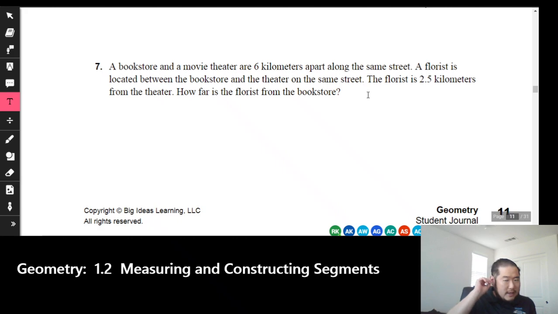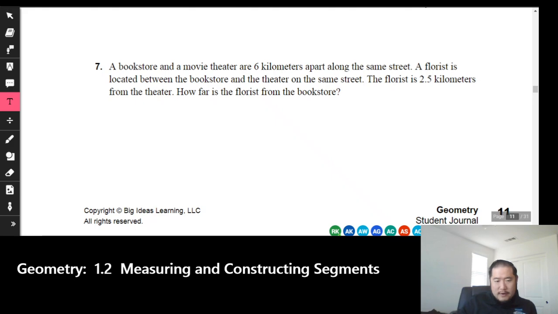Lastly, let's take a look at number 7. Good word problem. You might see something like this on a test or a quiz. It says a bookstore and a movie theater are 6 kilometers apart along the same street. A florist is located between the bookstore. Now hopefully you realize that if we talk about something that is between, it is inside of the two.